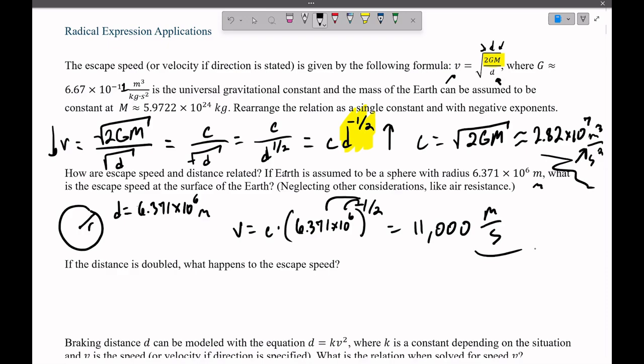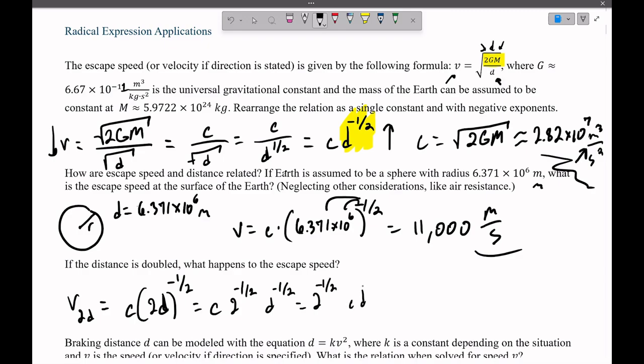If the distance is doubled, what happens to the escape speed? Well, here we're talking about if we double the distance, we're getting c times twice d to the negative 1/2. We can, of course, distribute that over 2 and d. And this can rearrange to 2 to the negative 1/2, c d to the negative 1/2. And this quantity here is the same thing as this. So this is the same thing as saying 2 to the negative 1/2 times the original velocity.